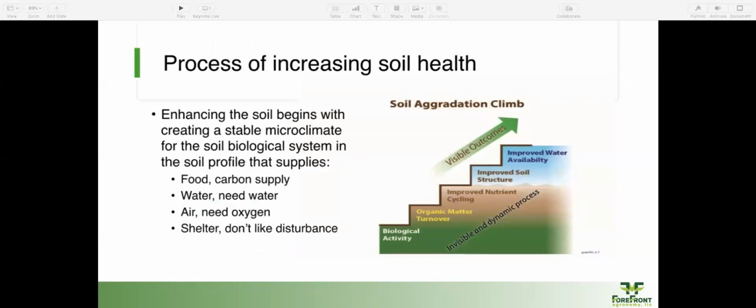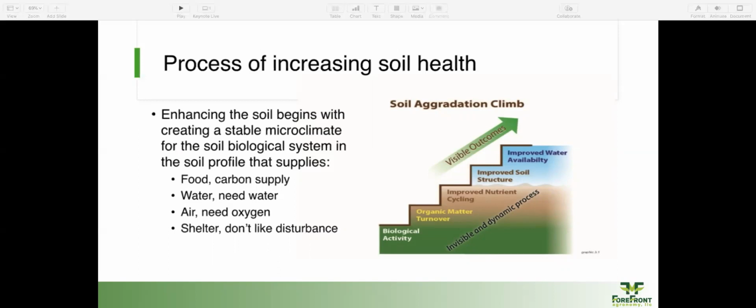This is a process, and it doesn't happen overnight. But there are lots of things that are going to happen in the first steps of this process that you're probably not going to see a whole lot of benefit from, at least above ground: the biological activity, that organic matter turnover. But once those processes start kicking on all cylinders, then we start seeing improved nutrient cycling, which means that you're going to have a healthier plant, maybe even be able to reduce some of your inputs. Then we work into improved soil structure, which ultimately leads into improved water availability.